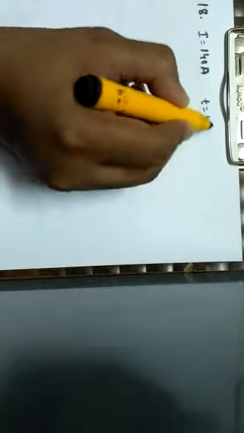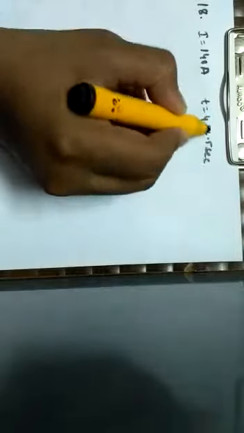Let us start with question number 18. Impure copper containing iron, gold, silver as impurities is electrolytically refined. A current of 140 ampere, so I is equal to 140 ampere for 482.5 seconds. So time is equal to 482.5 seconds.